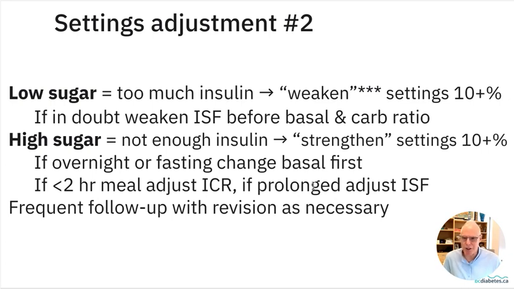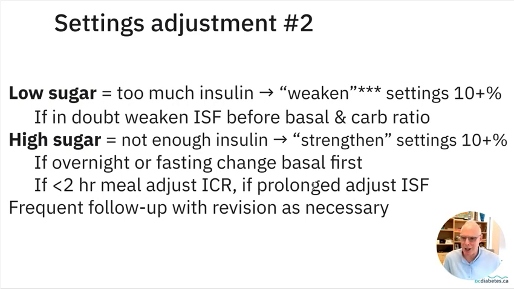In general, if the sugar's high and the issue is overnight or fasting, although ISF might be the preferred change to make, I want you to change the basal insulin first. If it works, well and good. If it doesn't, you need to strengthen the ISF. I don't know if we have time to talk about that today with examples.